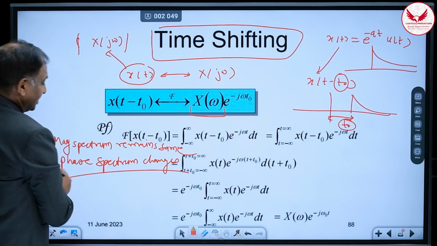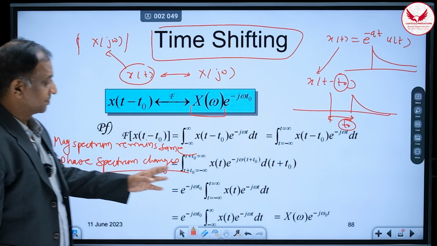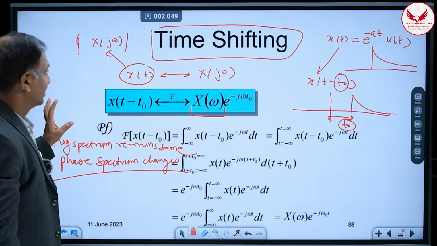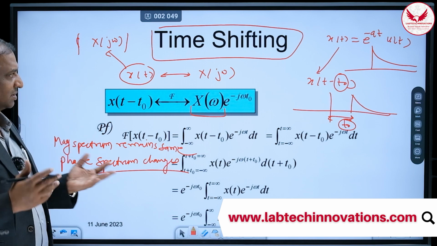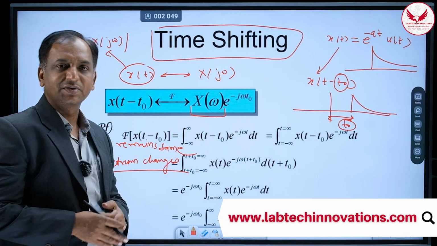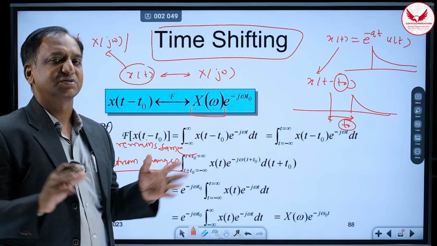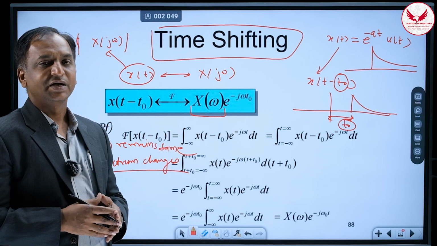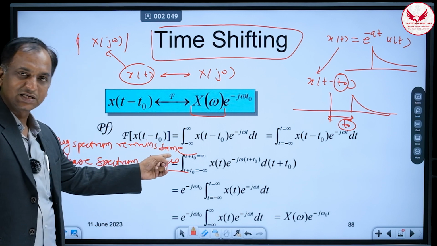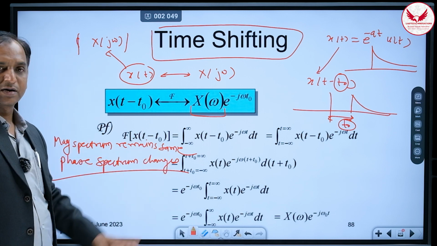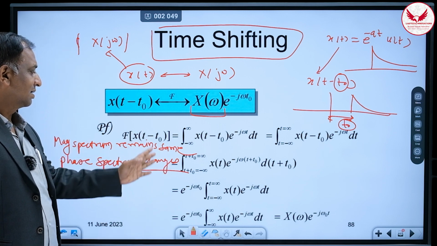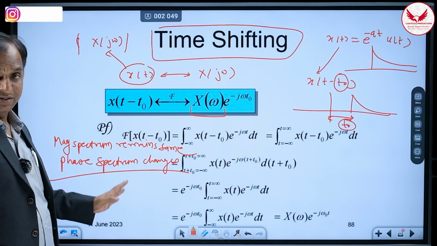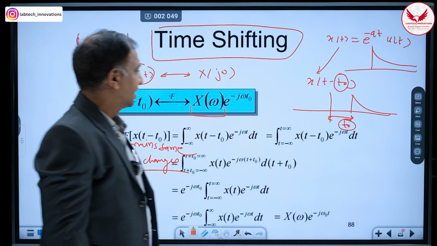That is, there is a linear shift in the phase by omega t0. That is the significance. Sometimes they may ask you what is the importance of the time shifting property. The importance of the time shifting property is that if the signal is shifted in the time domain, its magnitude spectrum is going to remain the same. However, its phase spectrum will undergo a linear phase shift in the frequency domain. So that is the significance of the time shifting property.